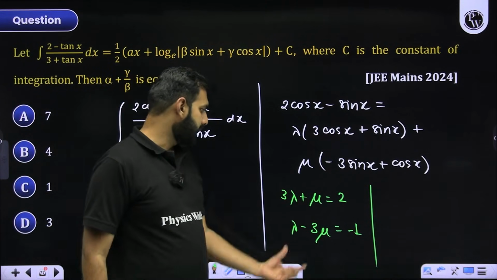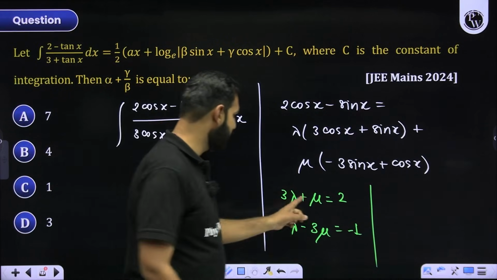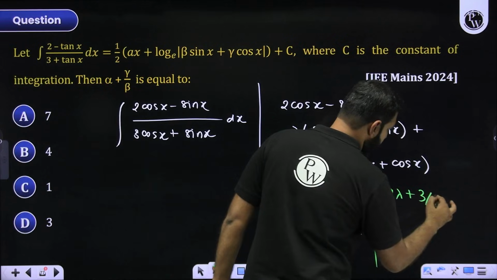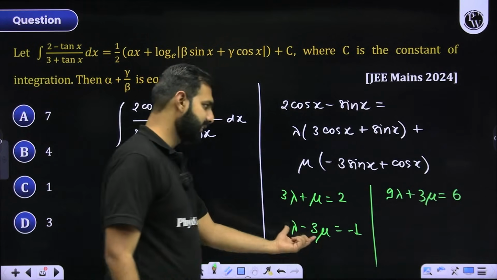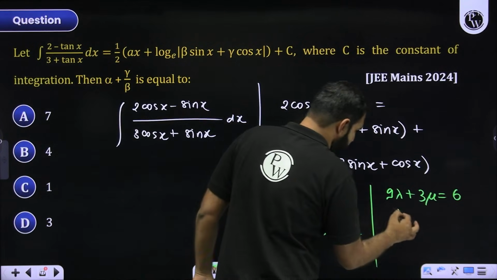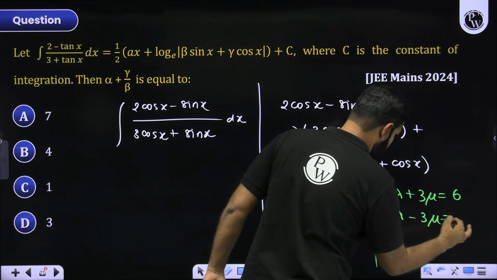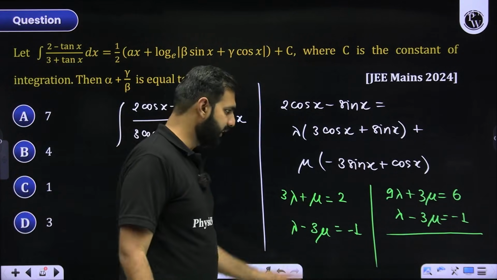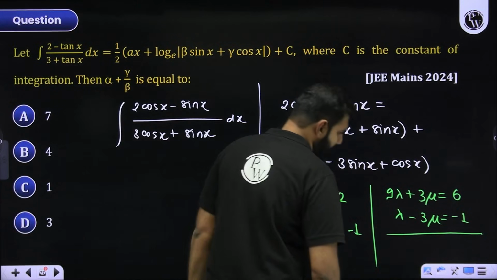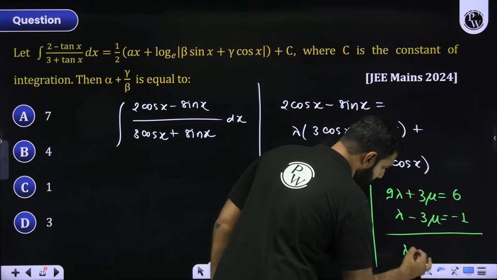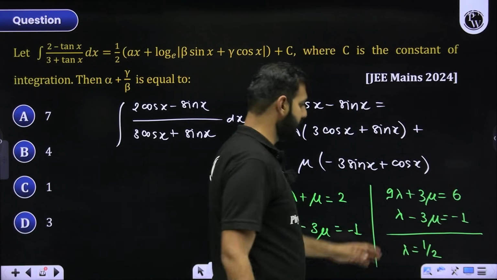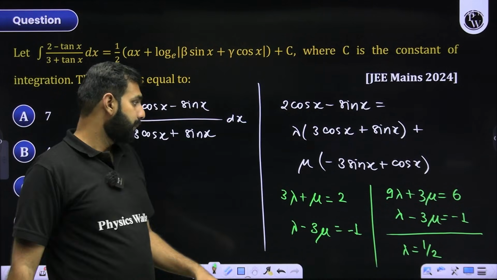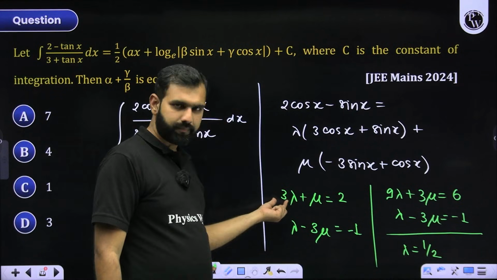So if I multiply this equation by, let's say, 3, it will become 9 lambda plus 3 mu is equal to 6. And I write this as it is and I add this to that. So lambda minus 3 mu is equal to minus 1. So when I add these two equations, I think I'll have mu cancelled. 9 plus 1, 10 lambda is equal to 5. So 10 lambda is 5. So lambda is, I think, 1 by 2. Because 10 lambda is 5, so lambda should be 5 by 10, which is 1 by 2. If I replace that lambda, let's say here, I hope we can do that.